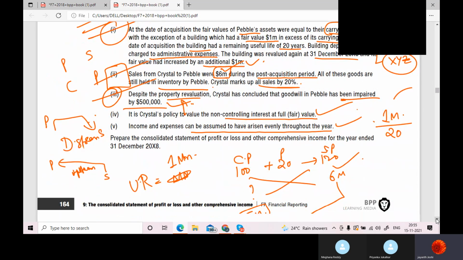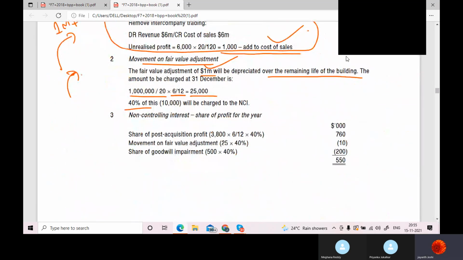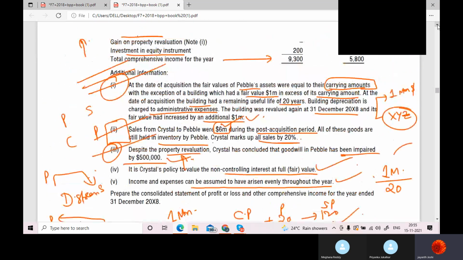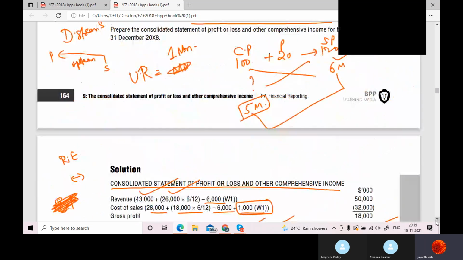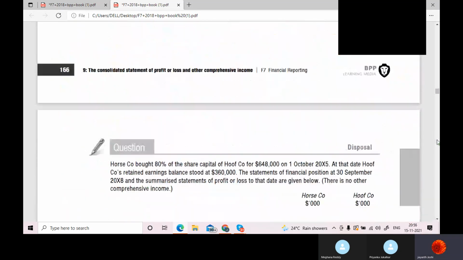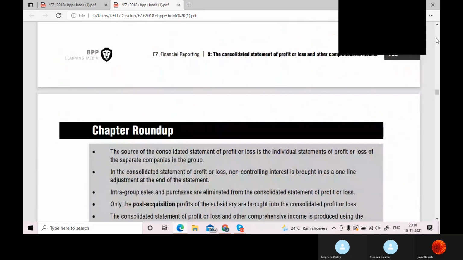Now just NCI and other things we need to adjust. Even though NCI is not a part of all this, we have to do this because we need to distribute the profits at the end. We'll show that. So finance cost, let us take the finance cost. You would have done this question, it was an easy one. This into 6 by 12. I will give you some part as homework after explaining something.